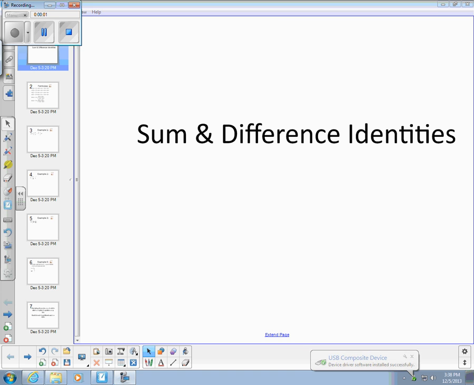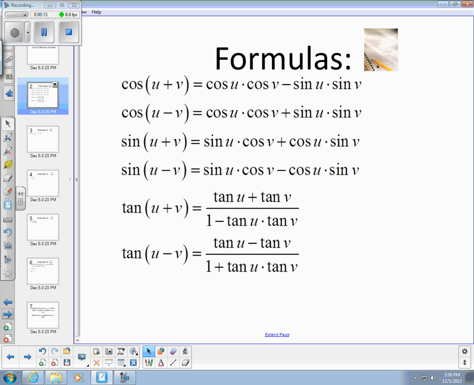In this video, we're going to discuss how to use the sum and difference identities to find exact values of trig functions. To do this, you're going to need all of these formulas. So I want you to pause the video and get these formulas written into your notes. Anytime you see this symbol with the pencil in the notebook, that means that you should be writing all of this information into your notes.